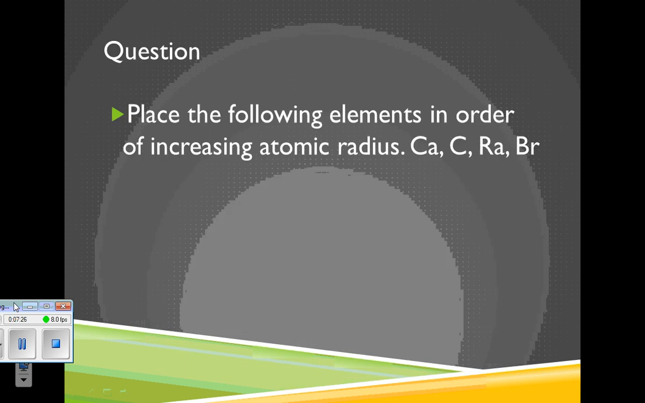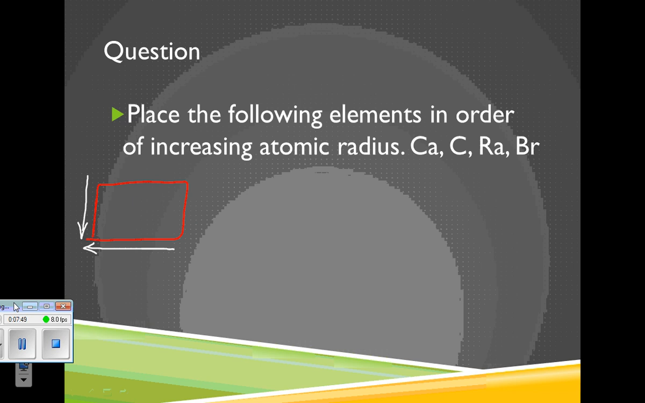Place the following elements in order of increasing atomic radius. So we're working with those elements on our periodic table. So I'm going to draw a periodic table. I want to remind us of the trend. The largest is down here at the left. And so we want to show where these particular elements are on our periodic table.